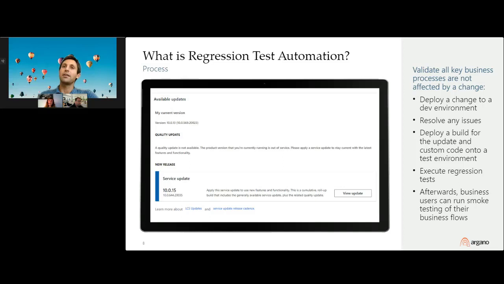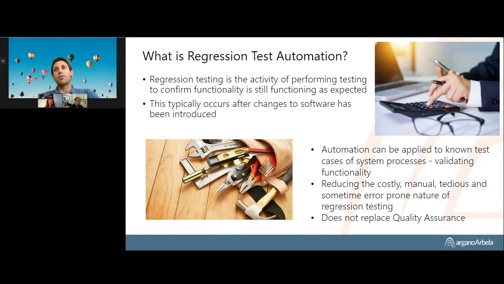And really, the key point here is that when we talk about regression test automation, basically what we're focusing on is the activity of performing testing to confirm functionality is operating as expected or as designed, right? And when we do this, it occurs after changes to software have been introduced. So this includes customizations or extensions.